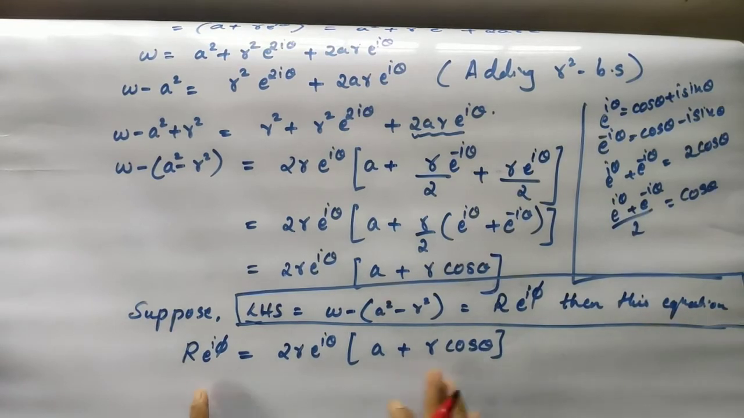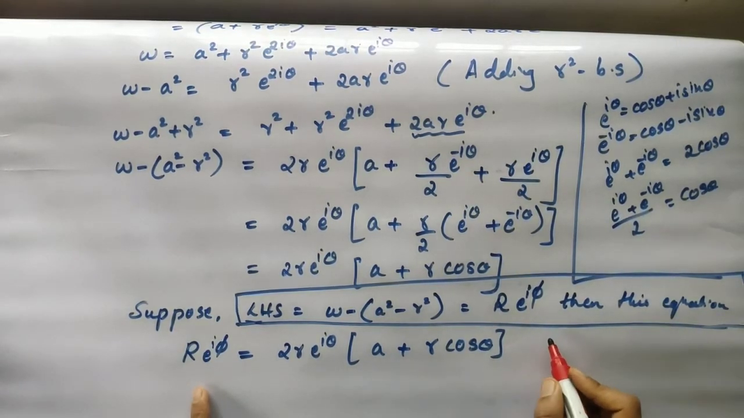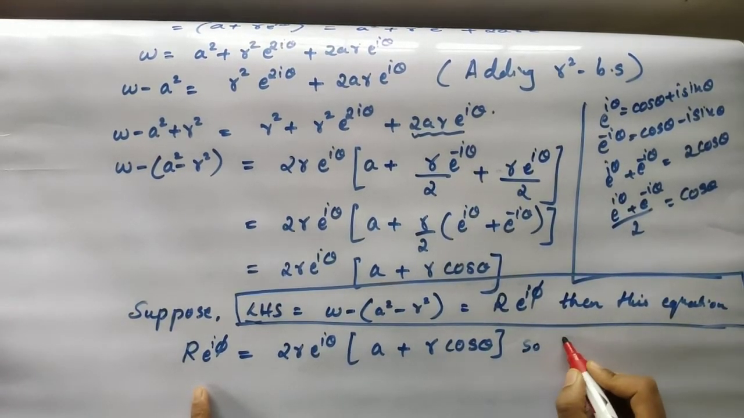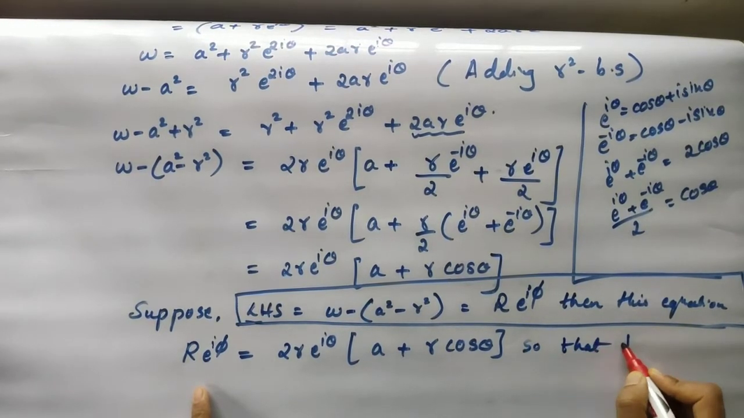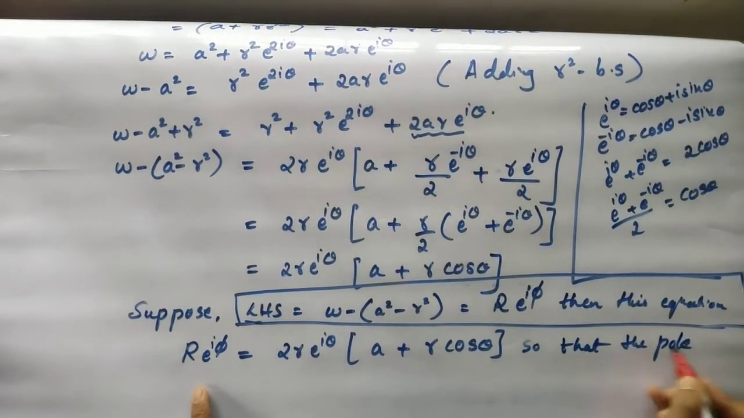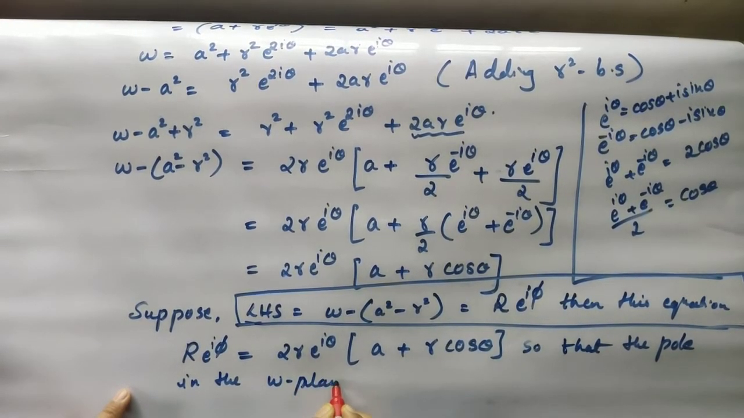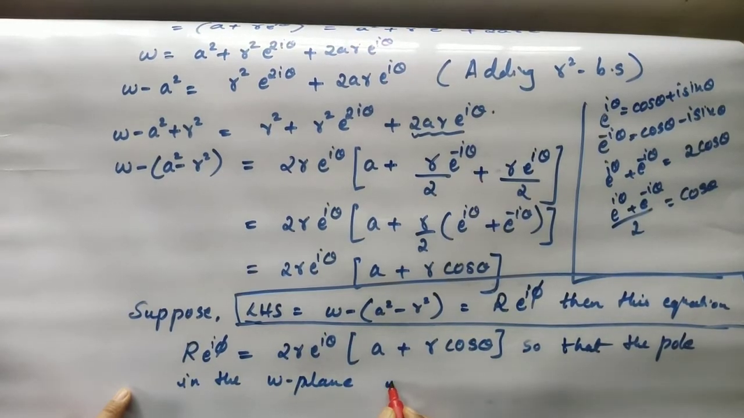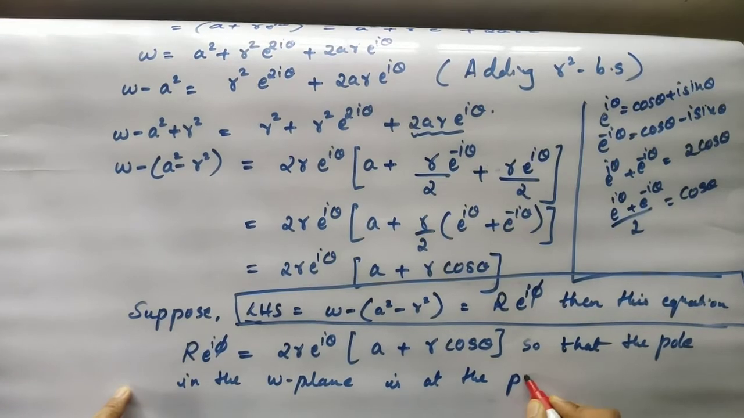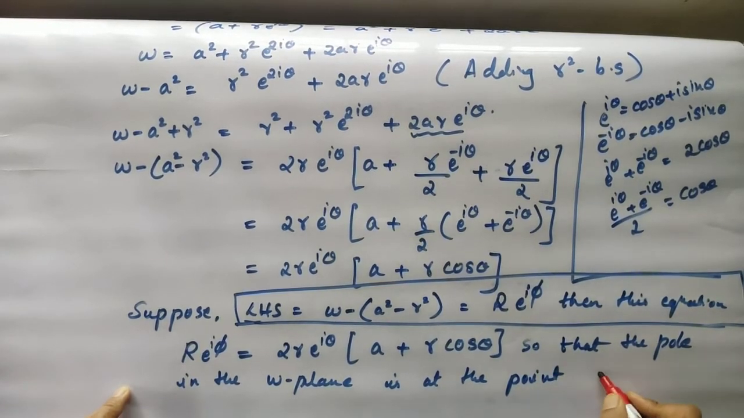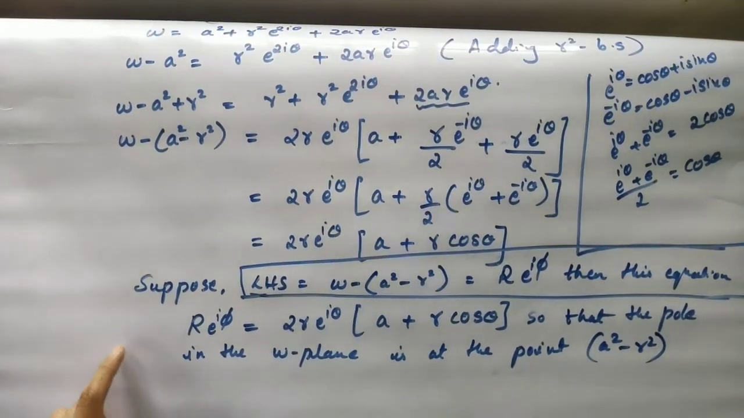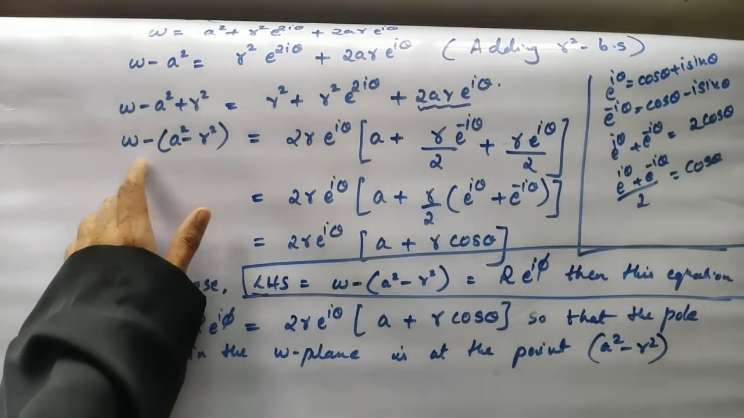So this is equal to this, and so the pole in the w plane is at the point a square minus r square. So we are just transforming this w, a square minus r.